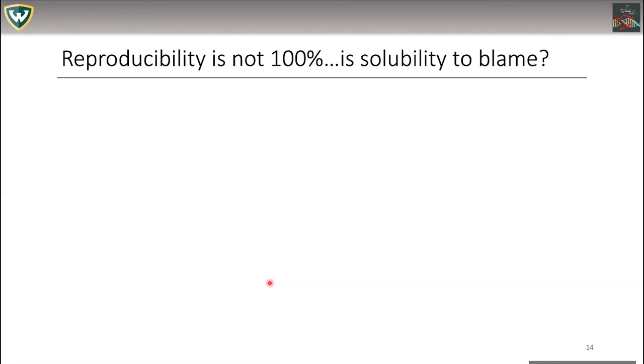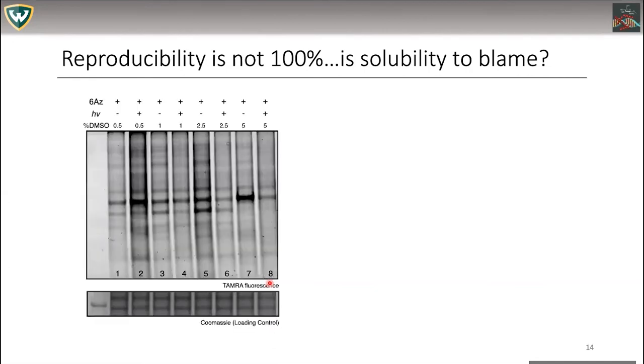So the first thing I thought to try was perhaps just increasing the percentage of DMSO. We're only pre-incubating for an hour, so increasing it fivefold to 0.5% from 0.1%. We also tested 1%, and then we really pushed it with 2.5% and 5%. With a DMSO concentration of 0.5%, we started seeing a difference that we wanted to see. Again, I was still having some issues with reproducibility being consistent.